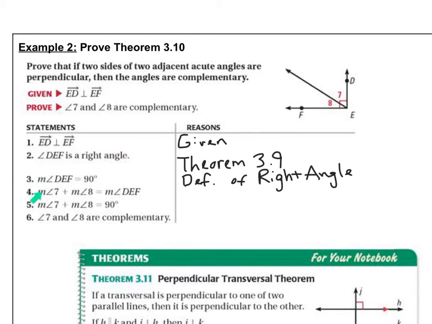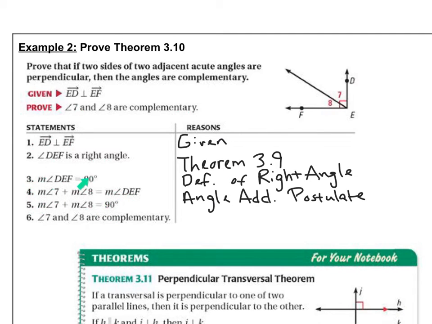Okay, now we're going to be reaching back a little further here for number 4. Measure of angle 7 plus measure of angle 8 gives us the measure of angle DEF. This we've learned about in chapter 1, and that was our angle addition postulate. Remember, angle addition postulate just said the sum of two smaller angles is a larger angle. Okay, and then we have, instead of saying that it's equal to the measure of angle DEF, we now say it's equal to 90 degrees.